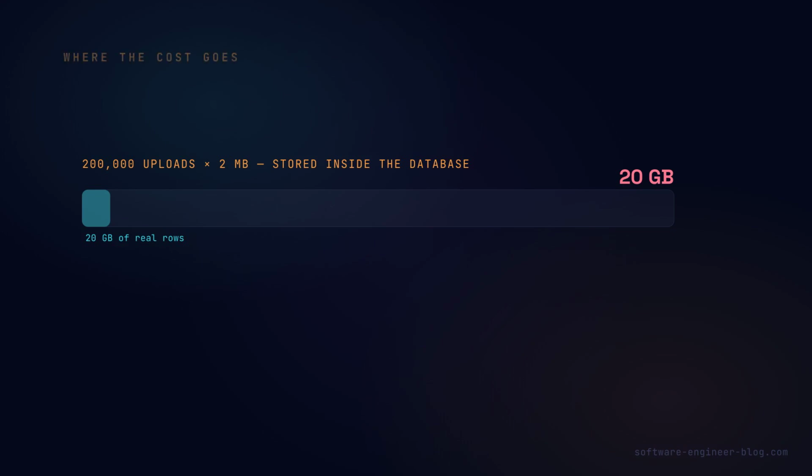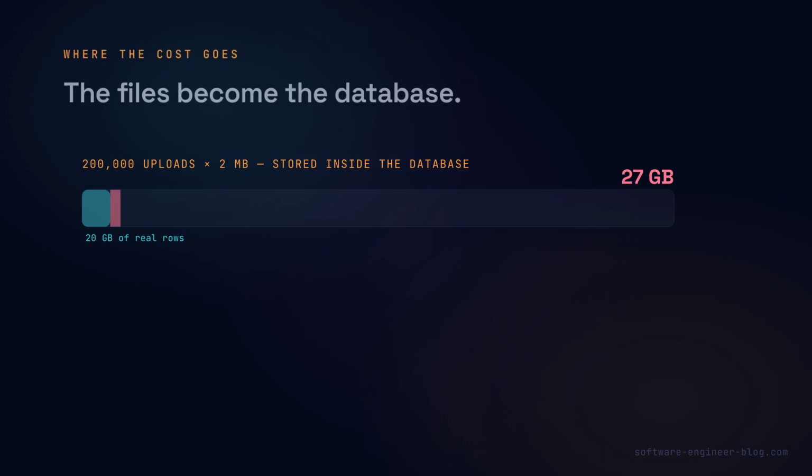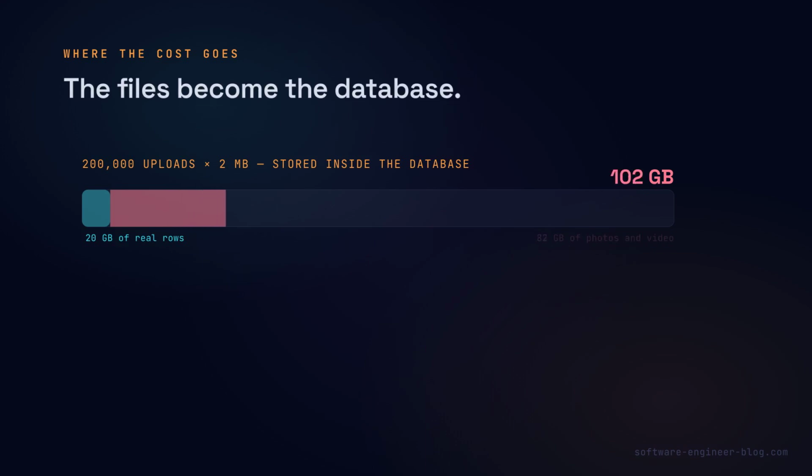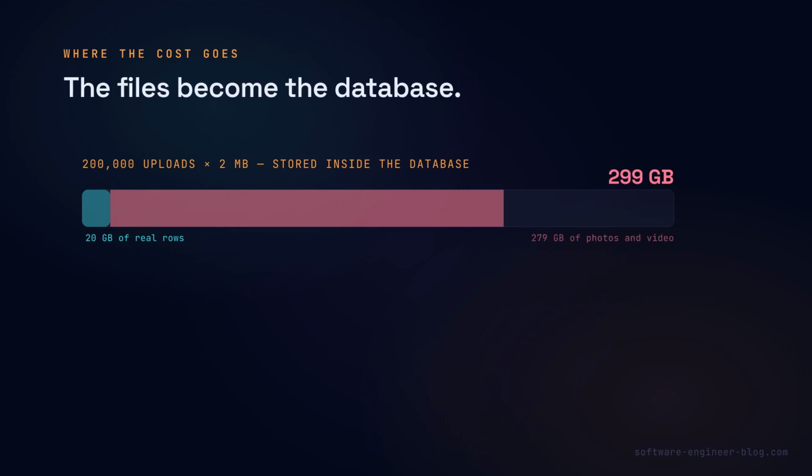First, look at what you actually built. Your real data, the users, the captions, the timestamps, is about 20 gigabytes. That is the part your app queries all day. Then, the photos went in. Now, the database is 420 gigabytes, and almost all of it is pixels that nobody ever searches.